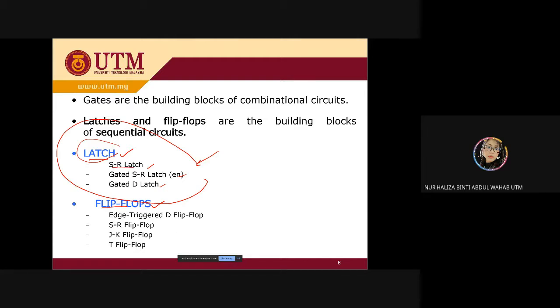This SR latch, the name is SR latch, is not similar to gated SR latch. What is the big difference? You got EN. What is EN? Later on you will check. But for now, you need to understand that latches have 3, which is SR latch, gated SR latch, gated D latch. So it's called as SR, gated SR, and gated D.